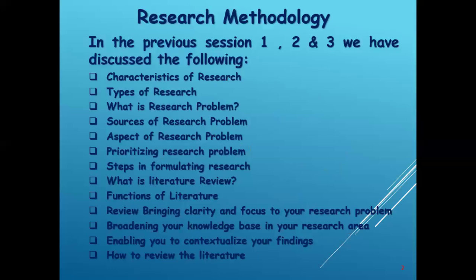In the previous first, second, and third sessions, we have discussed the characteristics of research, types of research, what is a research problem, sources of research problem, aspects of research problem, prioritizing research problem, steps in formulating research, what is literature review, functions of literature review: bringing clarity and focus to your research problem, broadening your knowledge base in your research area, enabling you to contextualize your findings, and how to review the literature.